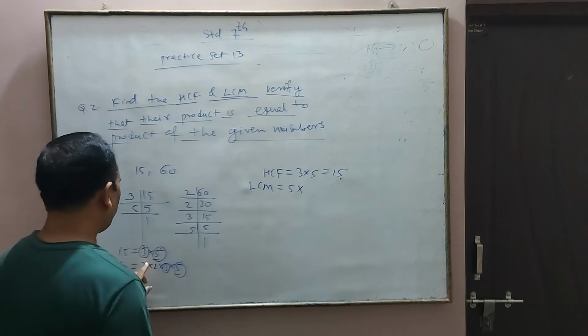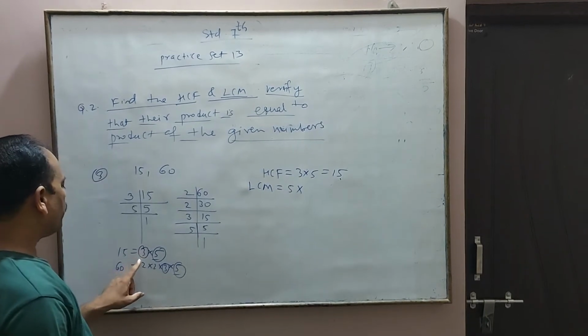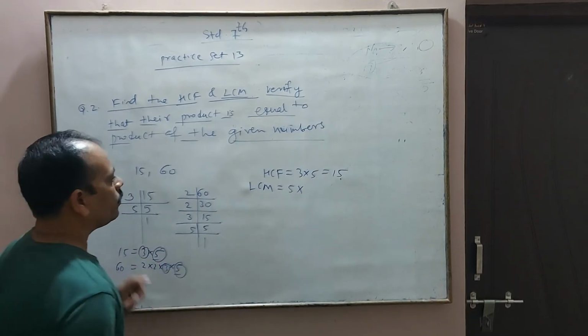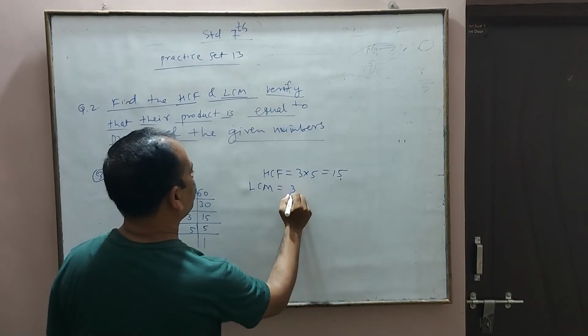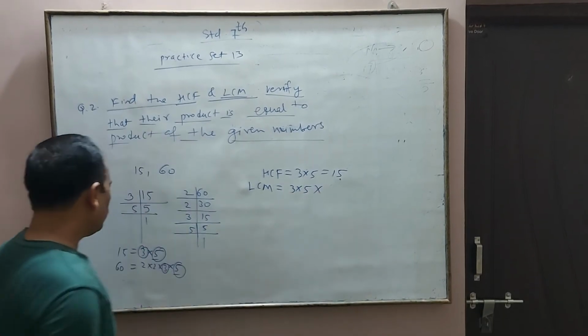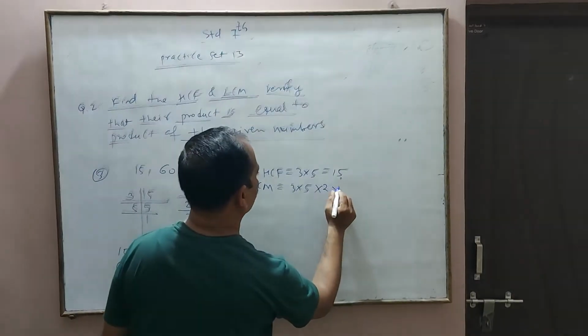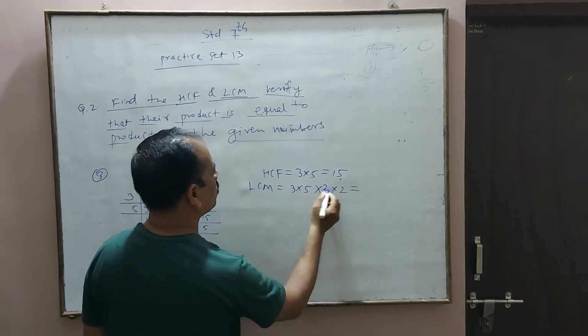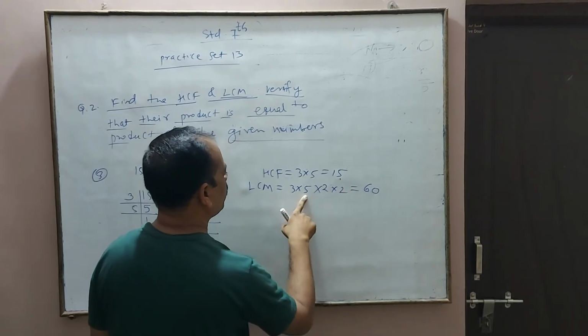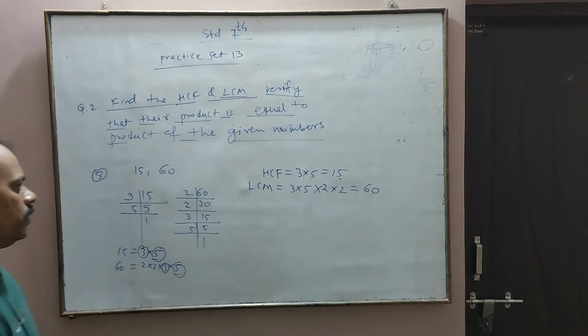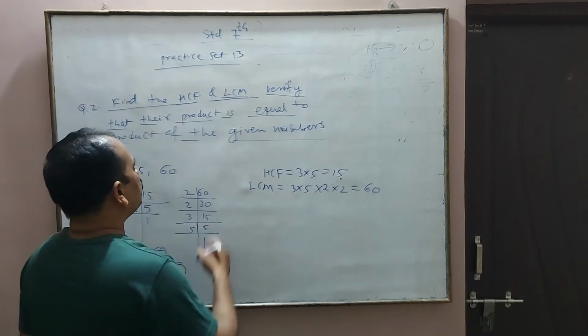LCM means first we have to write the common factors 3 and 5. So I write here 3 and 5 multiplied by the factors which are not common, they are 2 and 2. It will be multiplication: 3 5s are 15, 2s are 30, 2s are 60. Now again verification.